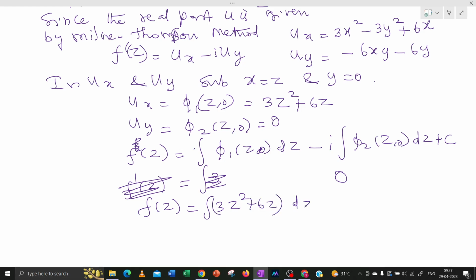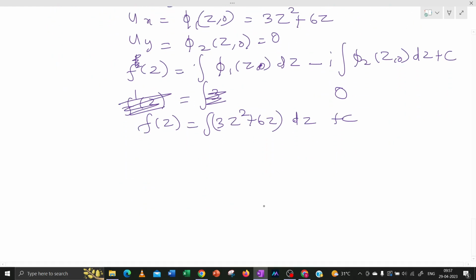Integrating this, f of z equal to 3z cube by 3, that is z cube, plus 3z square plus some constant c.